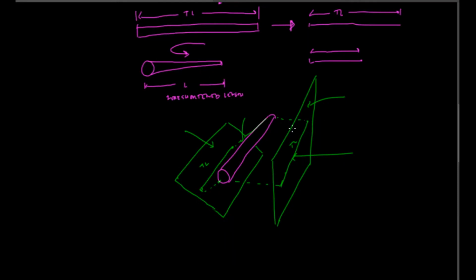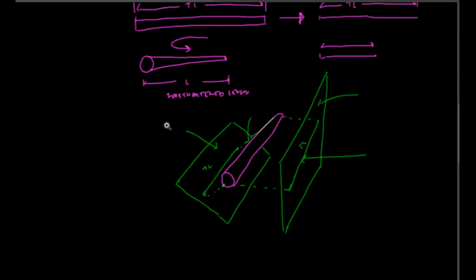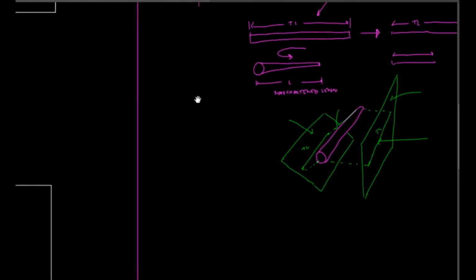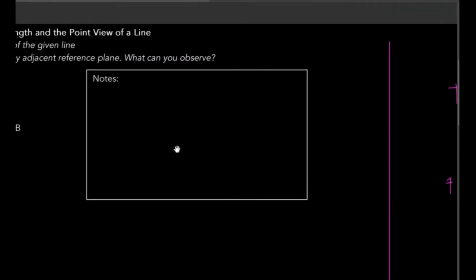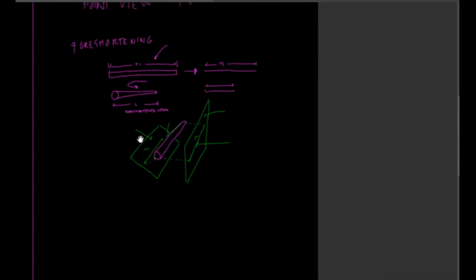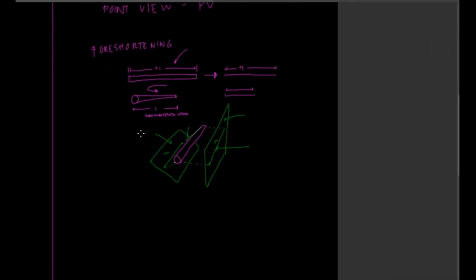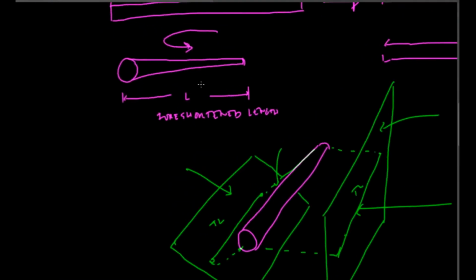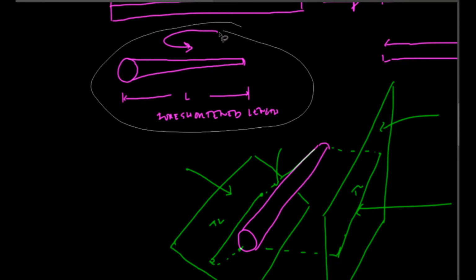So how do we find this plane, this parallel reference plane? What we need to do is, if we are coming from a particular foreshortened view, and I'll just copy this now, if this is the foreshortened length.